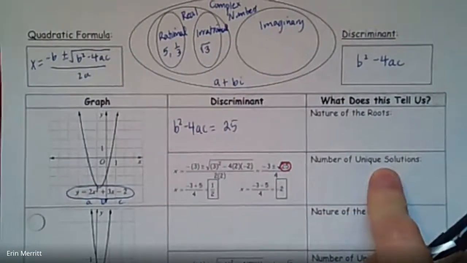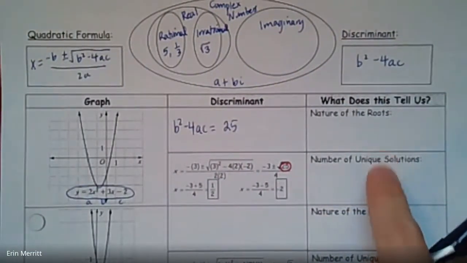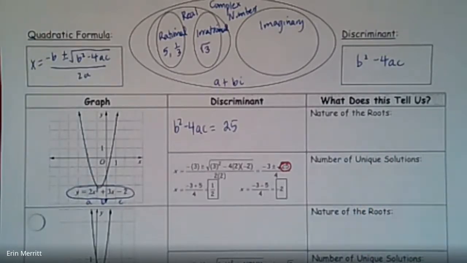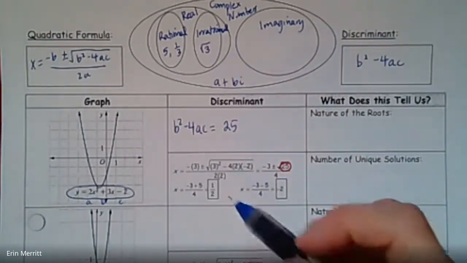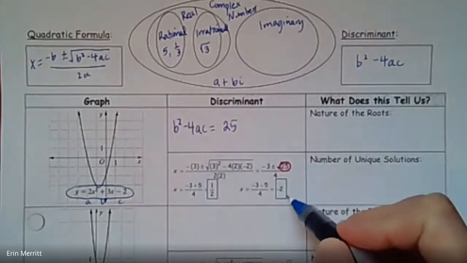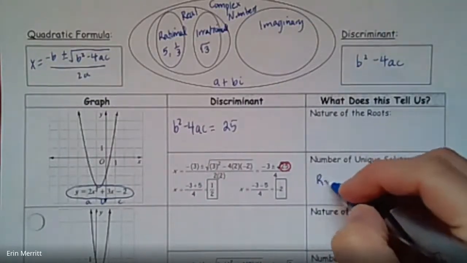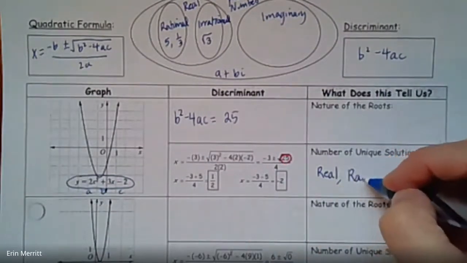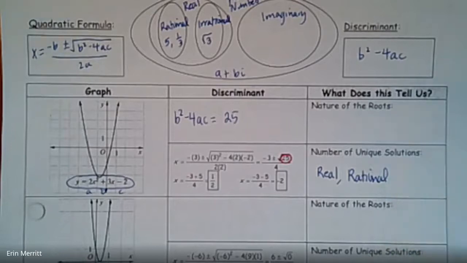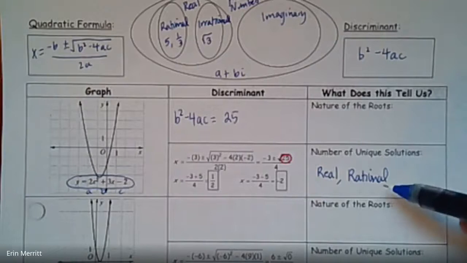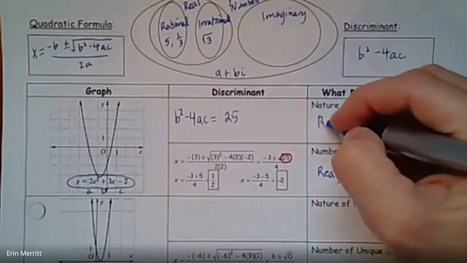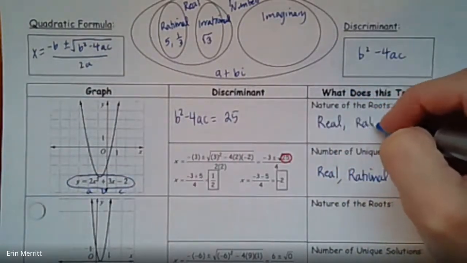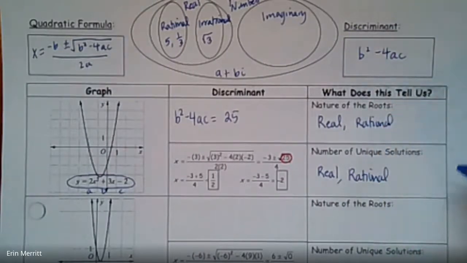Over here, it asks, what was the nature of the roots? What are the number of unique solutions? Well, the actual roots themselves came out to be 1/2 and -2. Those are nice real numbers, right? They are absolutely rational because they're pretty fractions. There are no radicals left in them. Oops, I just realized I'm writing in the wrong spot. So the nature is real, rational, and there were 2 unique solutions.